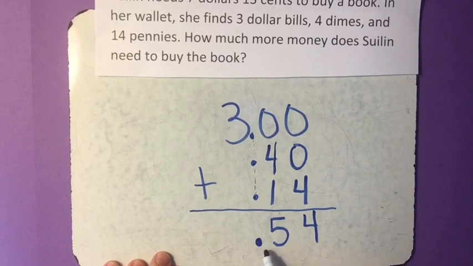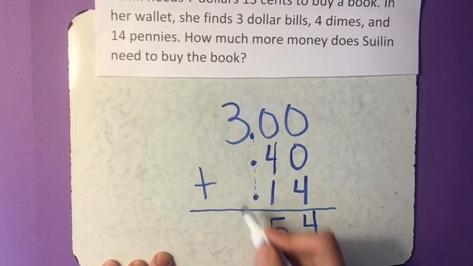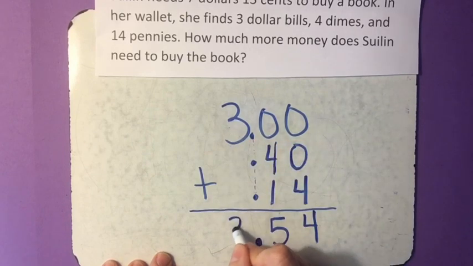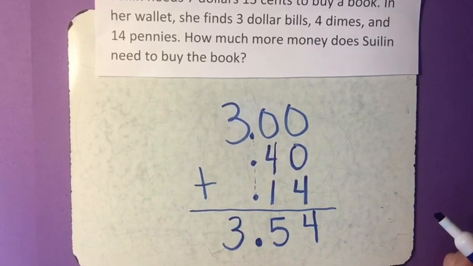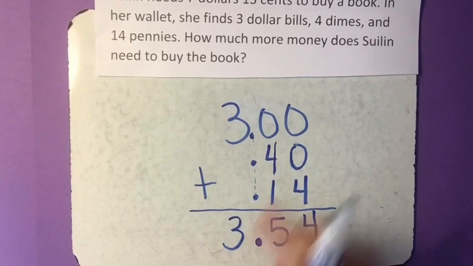And remember, anything to the right of the decimal is less than a whole, or less than $1. So this decimal point is saying we have 54 cents. Now we bring down the 3, and the first part of our answer is that she has $3.54, right? But she needs $7.13 to buy the book.